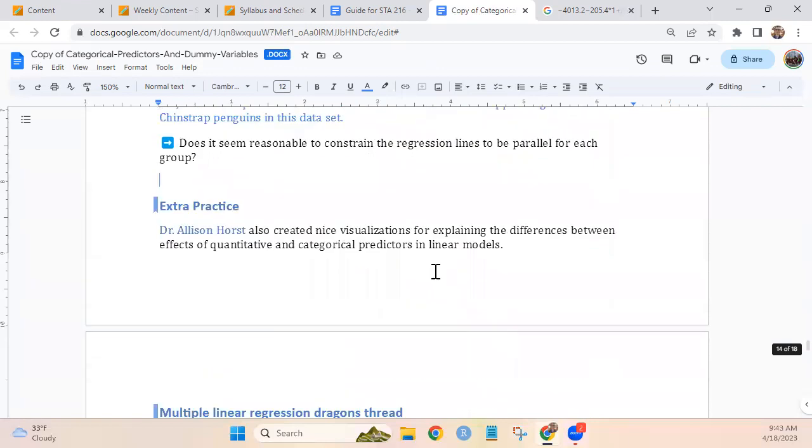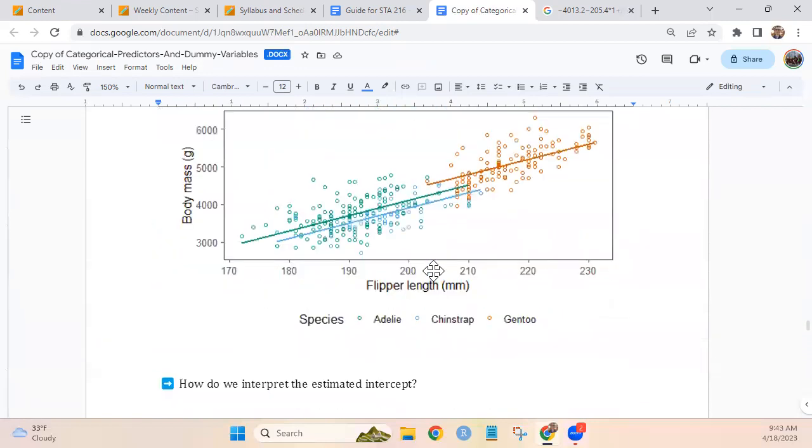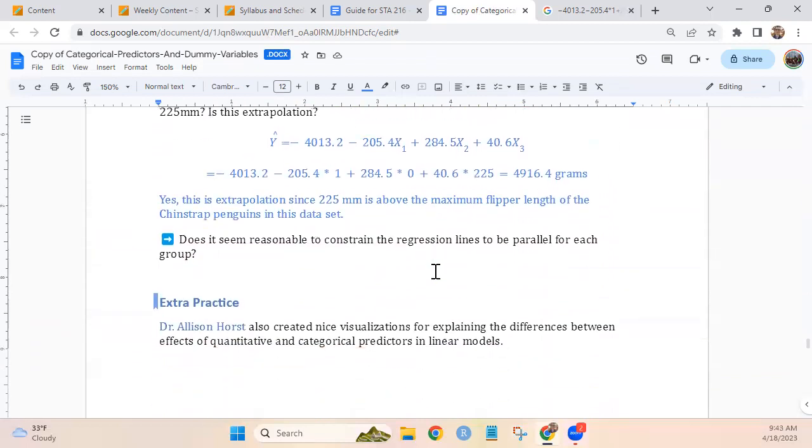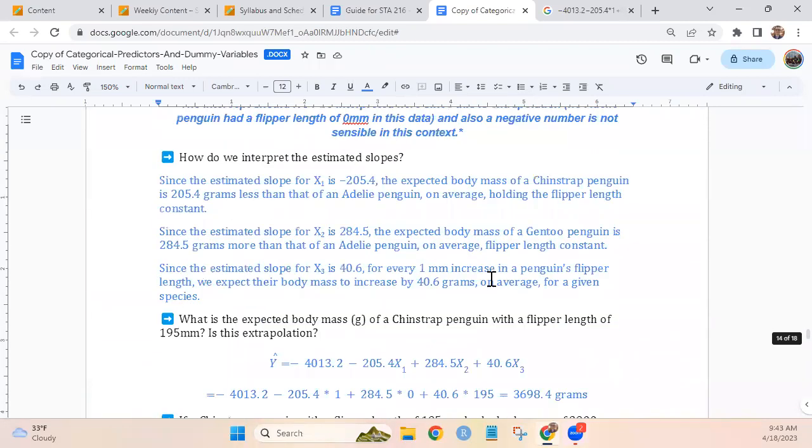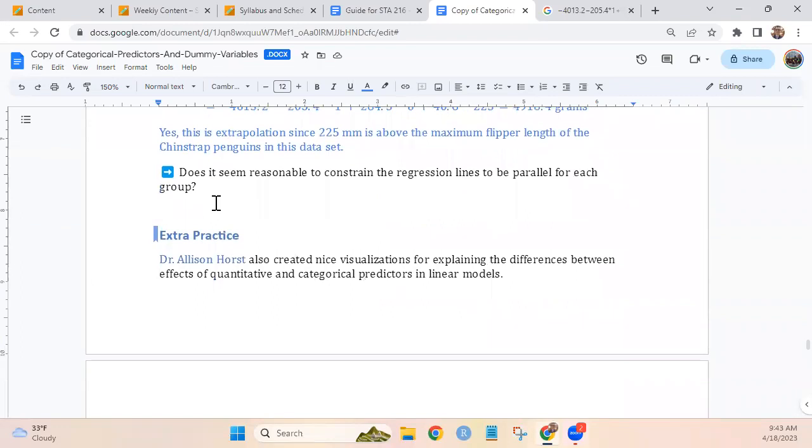But here, eyeballing this, I would say it seems fine. But also I would feel like the adjusted R squared here would like the interaction term, mostly because of this Gentoo group. I think it would want that group to have its own slope. So I wouldn't be surprised if the data tells you to have a more complicated model. So long story short, yes, parallel lines fit the data reasonably well here.